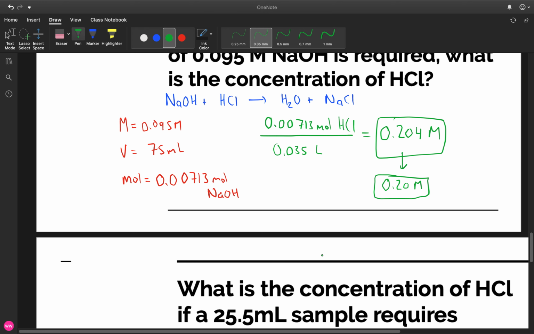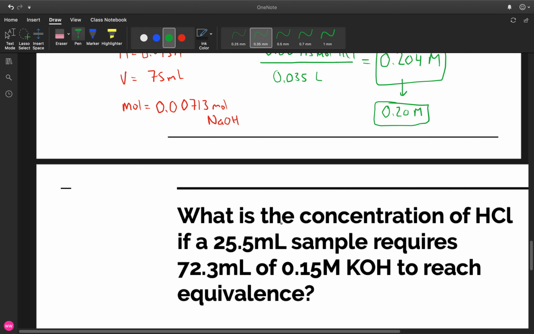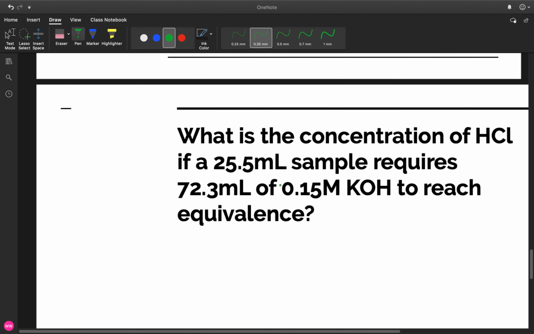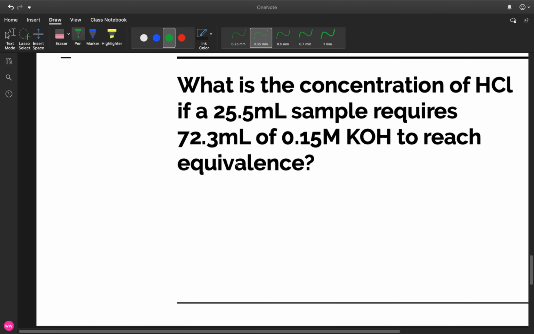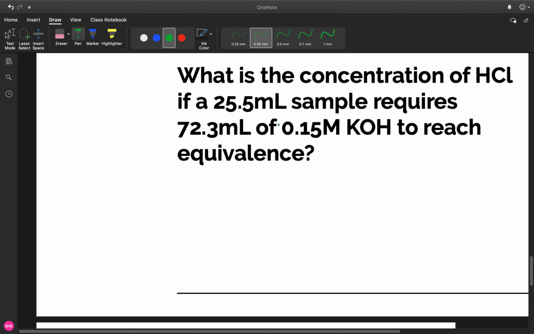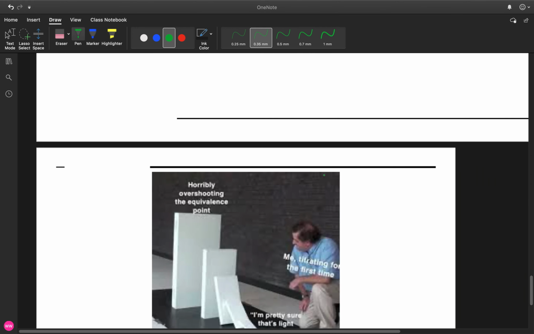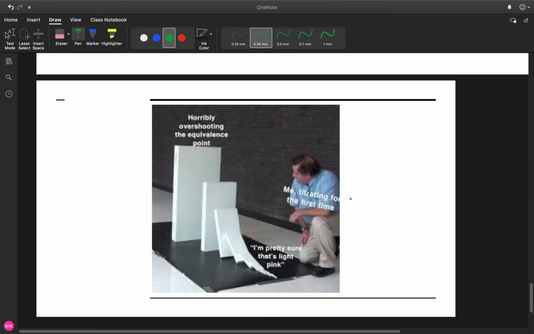Awesome. There's one last question here, which, as usual, I'll let you guys try out. The solutions to this are online. What is the concentration of HCl if a 25.5 milliliter sample requires 72.3 milliliters of 0.15 molar KOH to reach equivalence? It's worded kind of differently, but it's pretty much the same type of problem. And for your fun viewing pleasure, yes, the titration meme of phenolphthalein and overshooting it. So wonderful. Hope you guys have an awesome day.